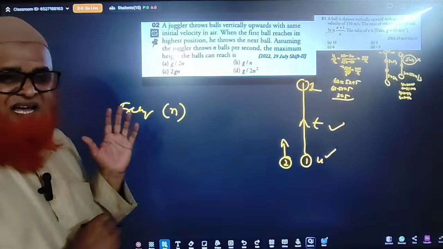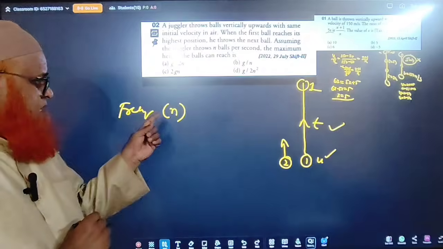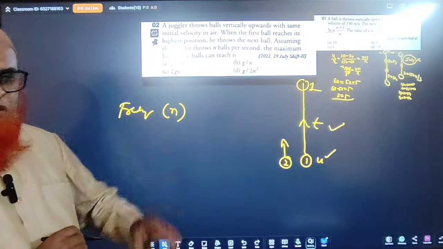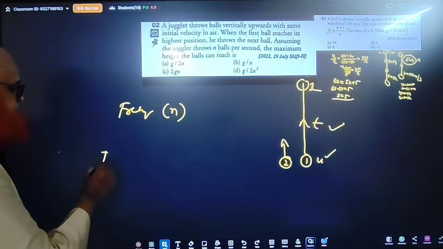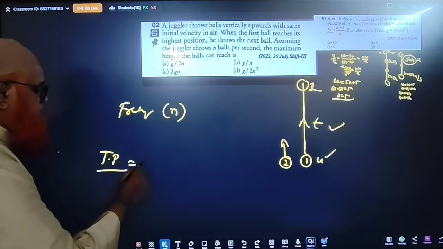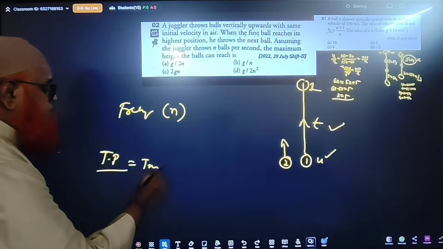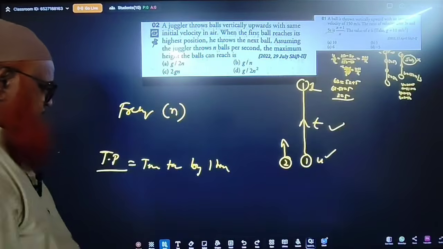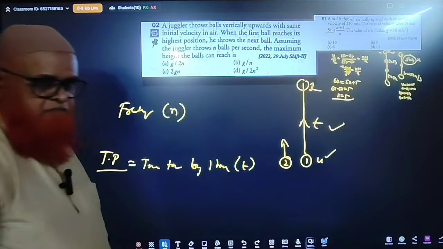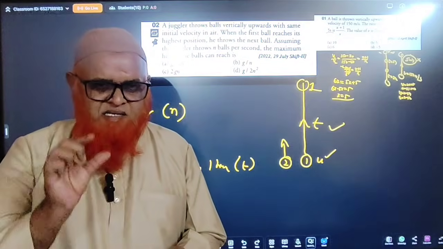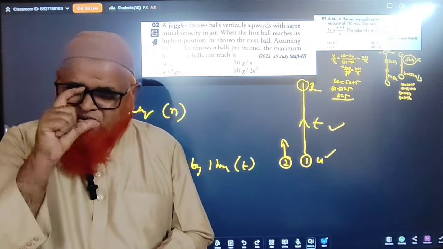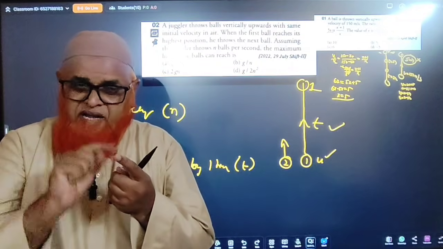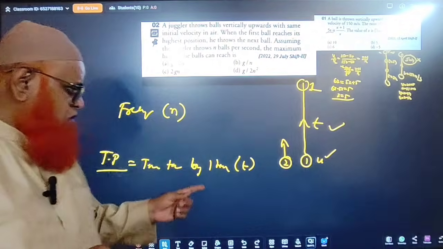How many balls he has to throw in that time? So first of all, what is the time period? Time period is the time taken by one ball to reach the maximum height. A specified time where one ball takes to reach the maximum height is small t.